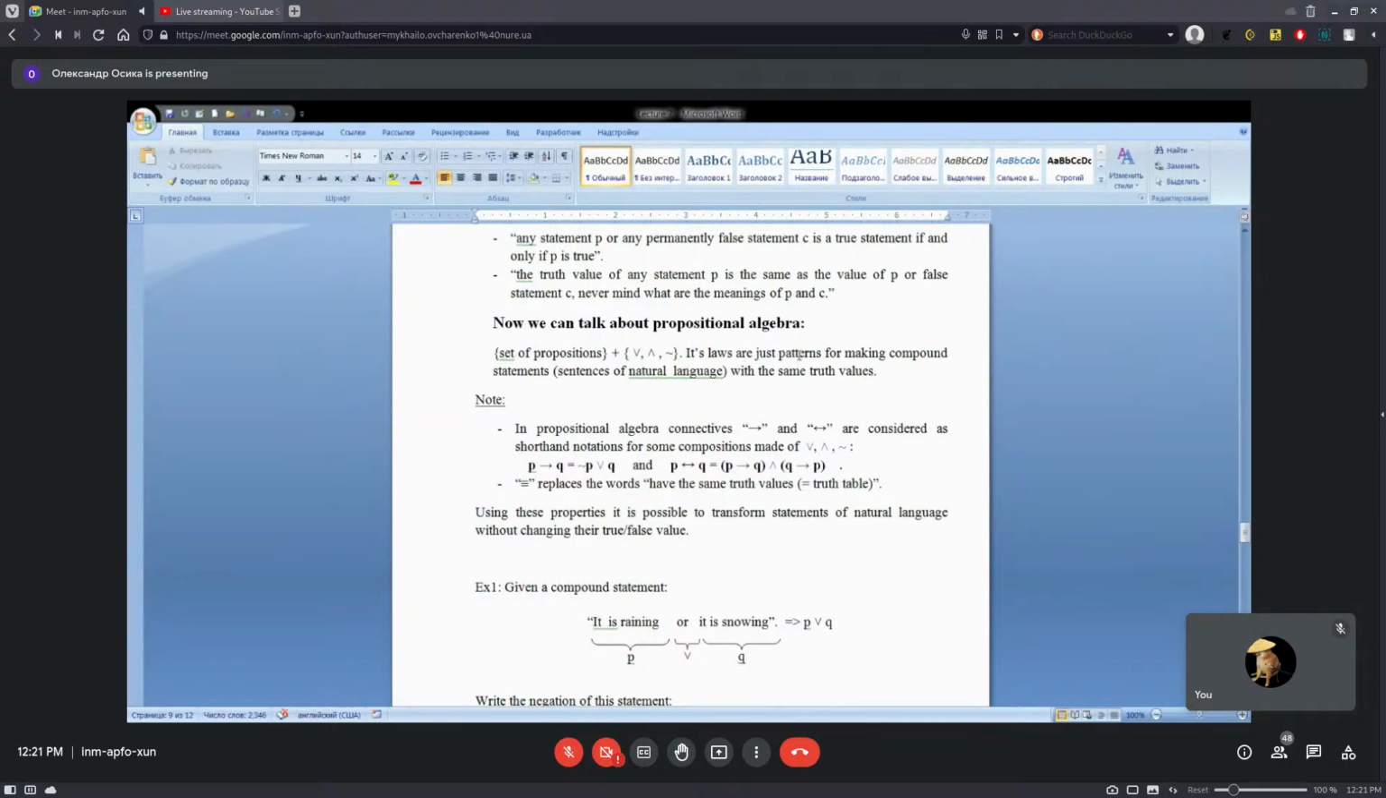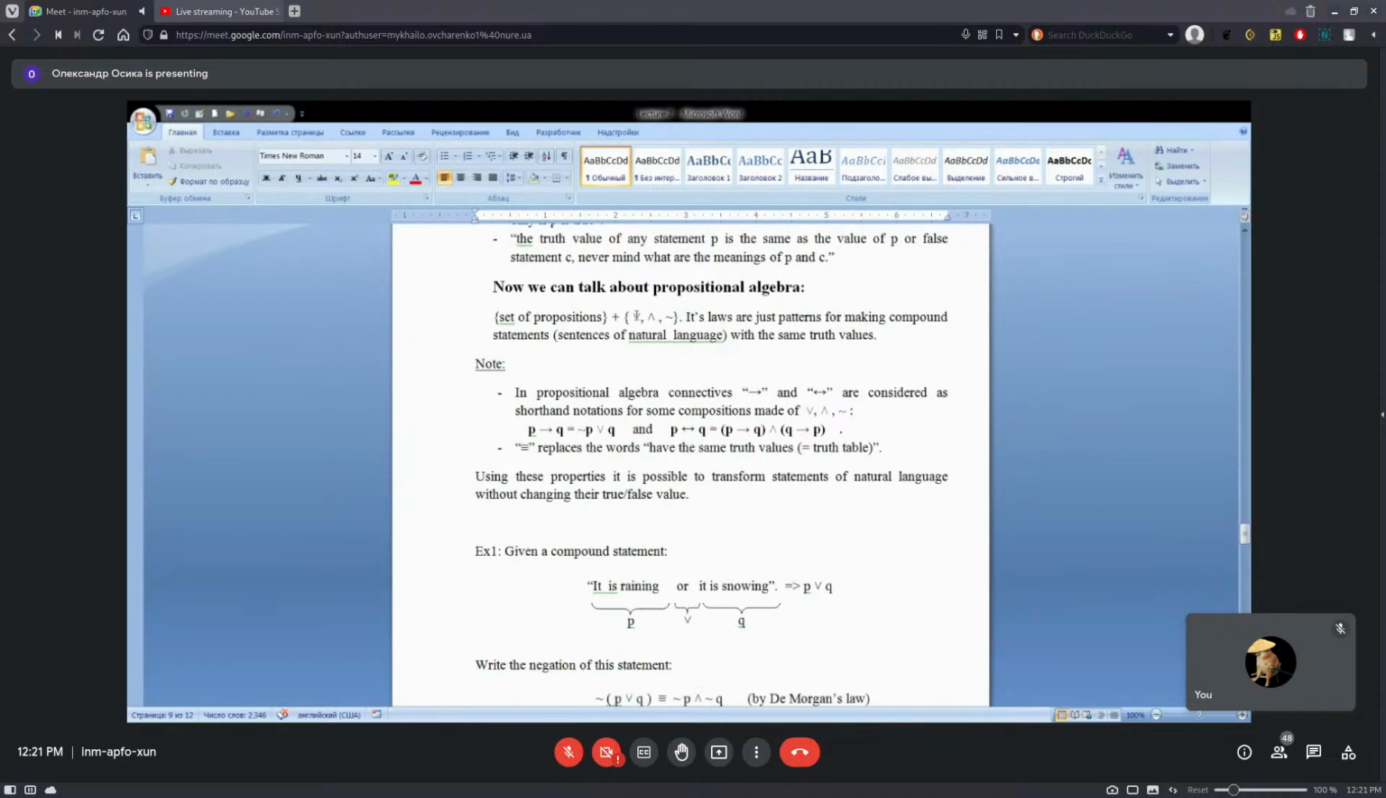Its laws are just patterns. The laws of this algebra are just patterns for making compound statements. Do you know what a pattern is? Schablone, pattern. Now, for making compound statements are sentences of natural language with the same truth values.